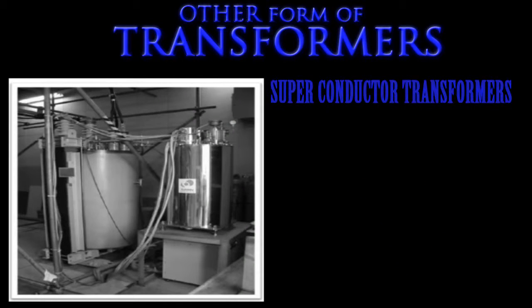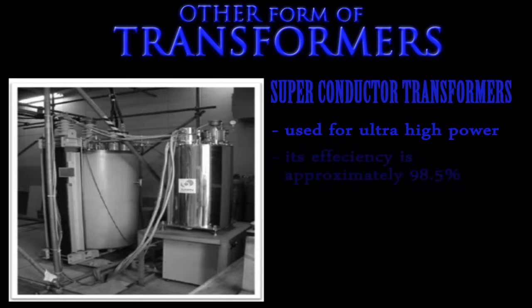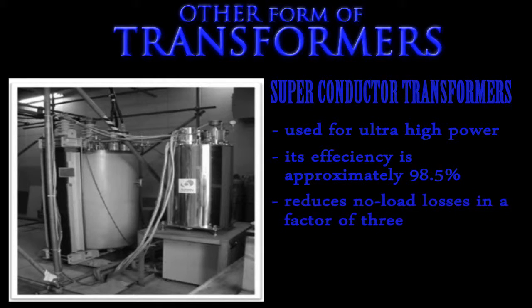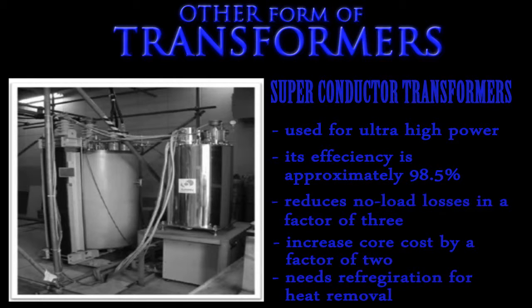Superconductor transformers. These transformers are used for ultra-high power transmission. Its efficiency is approximately 98.5%, which reduces no-load losses by a factor of 3 and increases core cost by a factor of 2. Its disadvantage is that it needs refrigeration for heat removal.